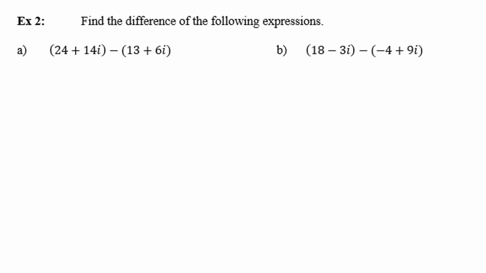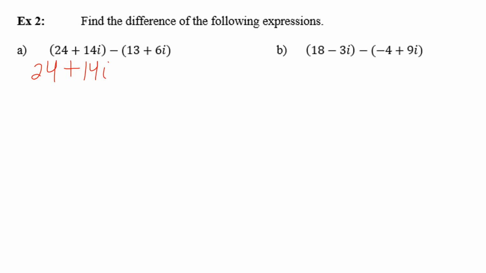Example 2. Find the difference of the following expressions. In the previous example, we were finding the sum, which tells us to add. Now we're finding the difference, which is telling us to subtract. So we have the quantity 24 plus 14i minus the quantity 13 plus 6i. If you look at the first set of parentheses out front to the left, there's a positive 1. Multiplying by positive 1 won't change anything, so we can bring down the first set of parentheses as 24 plus 14i.